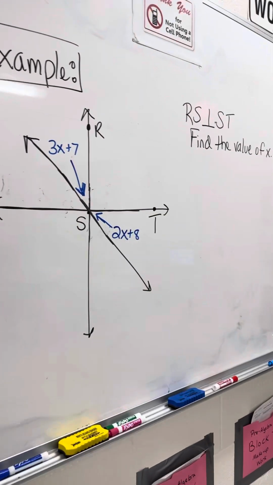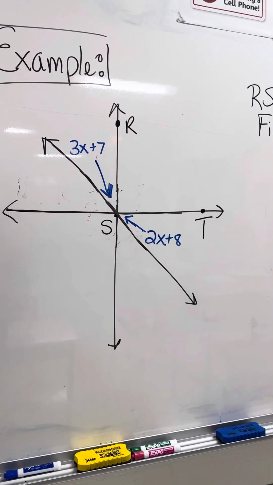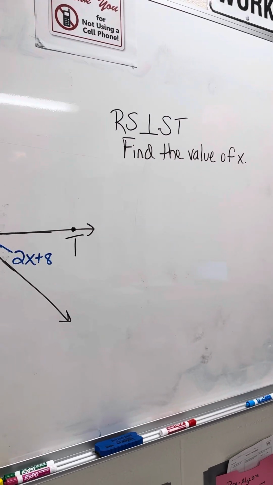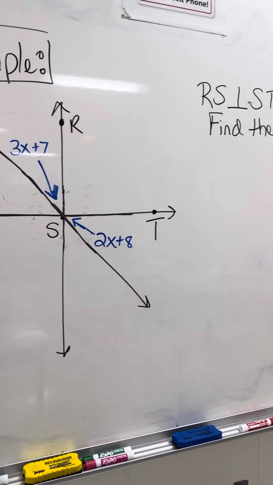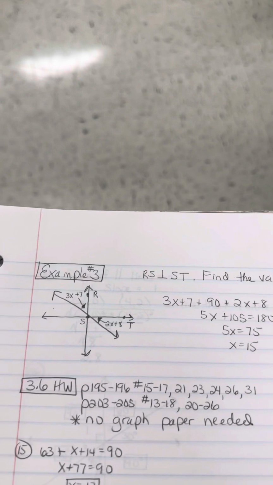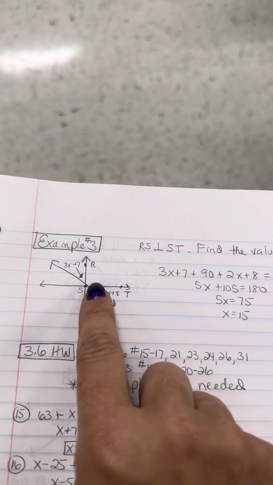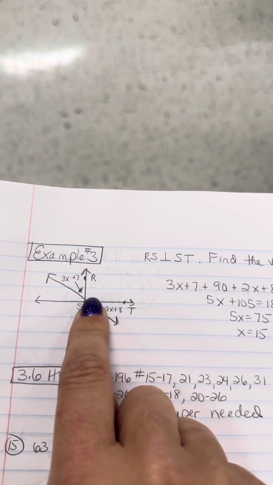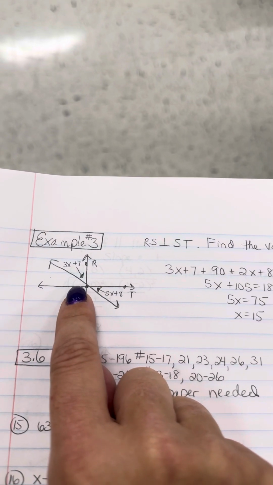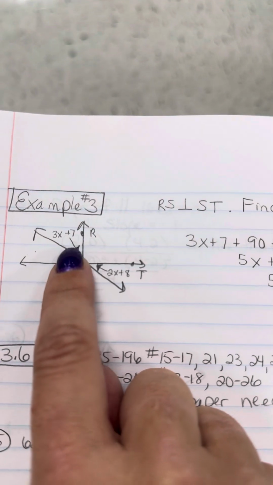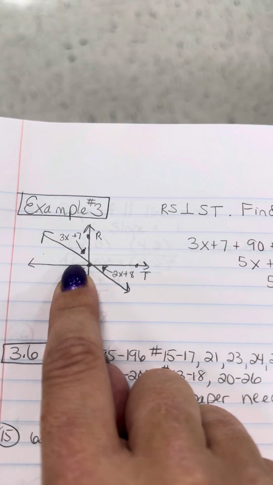There's one more example I want to go over with you. This is the one that's on the board. It says RS is perpendicular to ST, find the value of x. So I'm going to flip back to where I have it done. In this case, you have to remember that because this right here is 90 degrees, the other side's also going to be 90 degrees. So these two angles together are going to form 90 degrees.